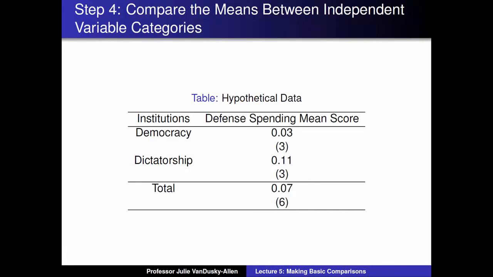One way to interpret the mean comparison table is to compare the mean values of the dependent variable between the categories of the independent variable. So in this case, the mean defense spending as a proportion of GDP for democracies was 0.03, while the mean defense spending for dictatorships was 0.11. It does seem like dictatorships spend more on defense than democracies.